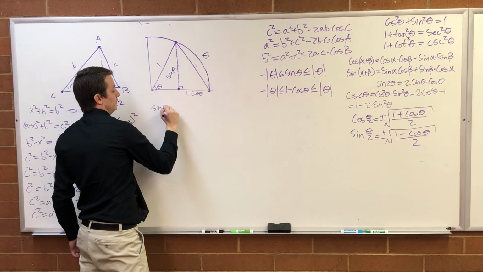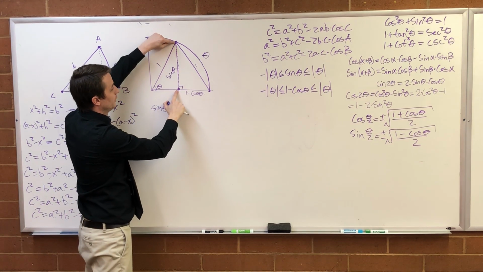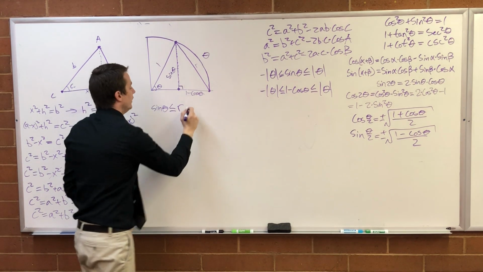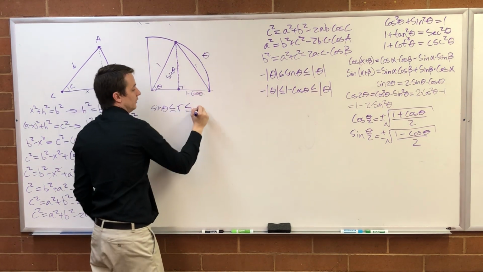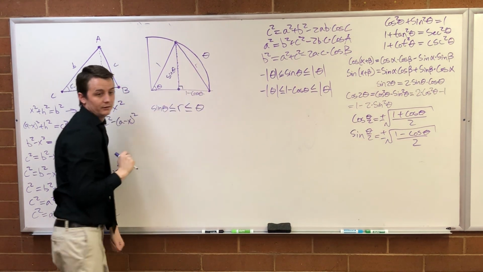Sine of theta is always less than or equal to r, right? This length of the triangle cannot be bigger than the hypotenuse. And r is less than or equal to theta. The straight line is always shorter than the curved path to get to the same point.